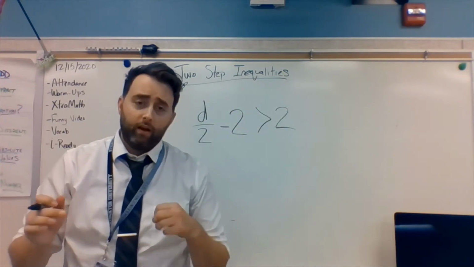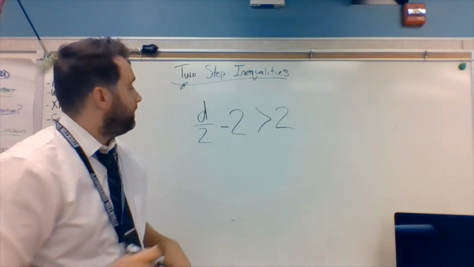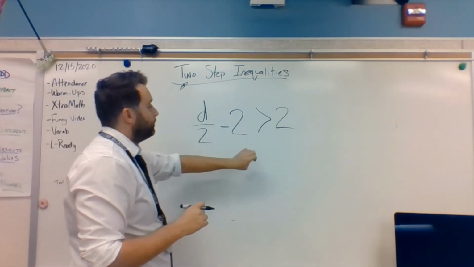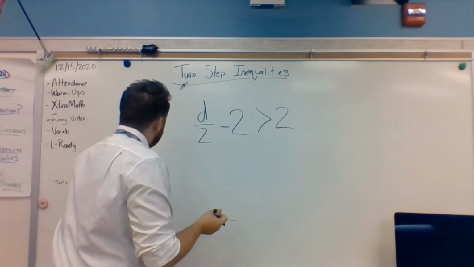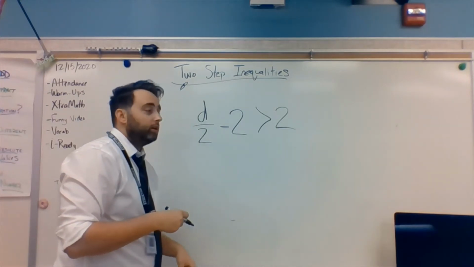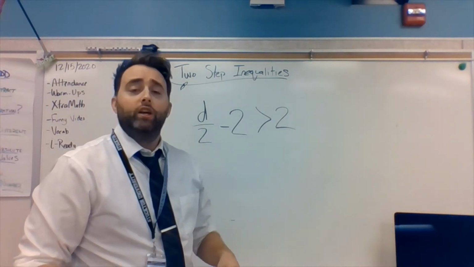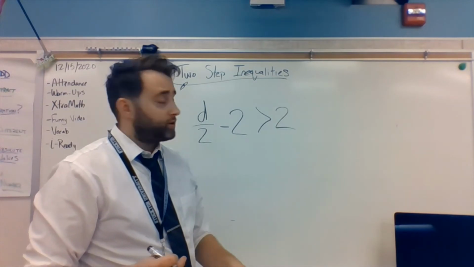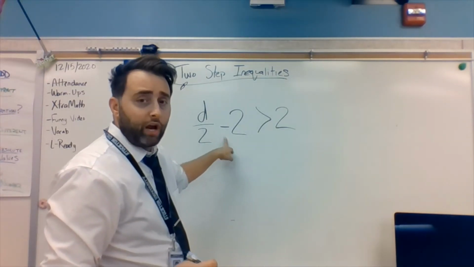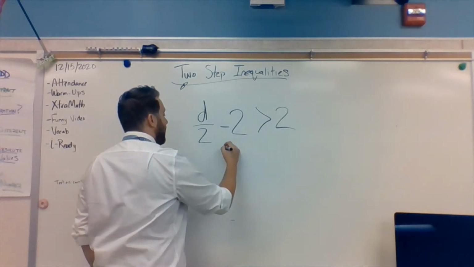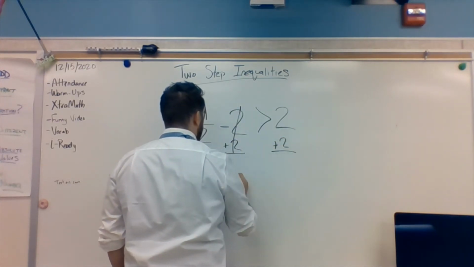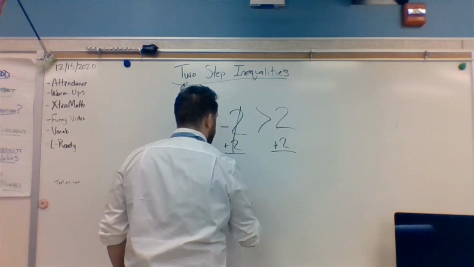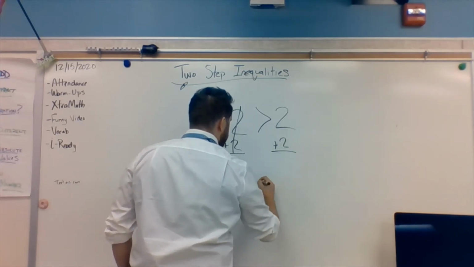Okay, we're back. Problem number 2 of 3. I've got d over 2 minus 2 is greater than 2. Just like I said before, most two-step equations, you want to get rid of the addition or subtraction first. In this case, it's giving me subtraction. So I'm going to add 2 to get rid of it. And I get d over 2 is greater than 2 plus 2, which is 4.